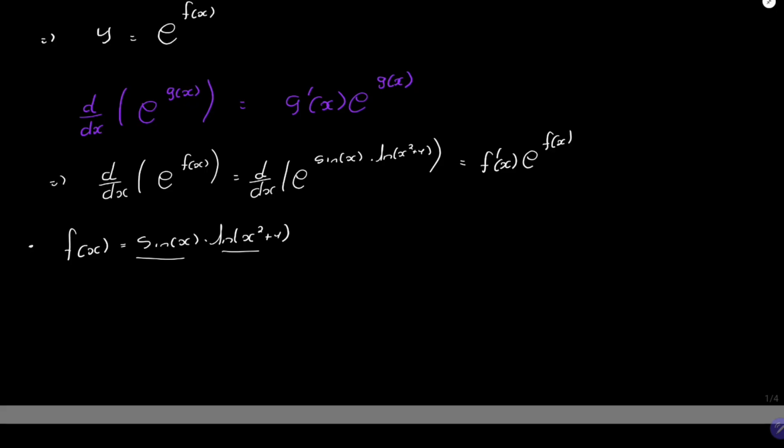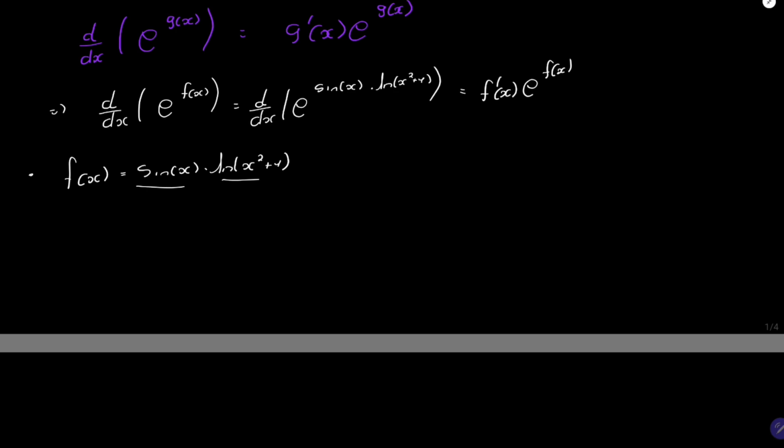What does this product rule state? What does this product rule ask us to do? So let's recall the product rule. Our product rule states that the derivative with respect to x of two functions u times v is same thing as u times the derivative of v plus v times the derivative of u.